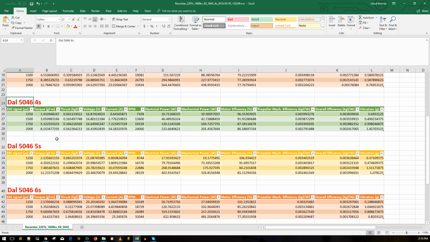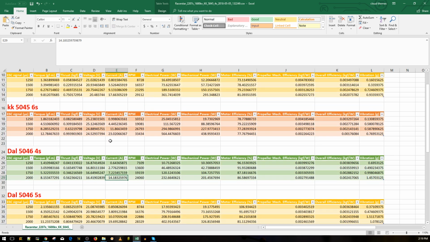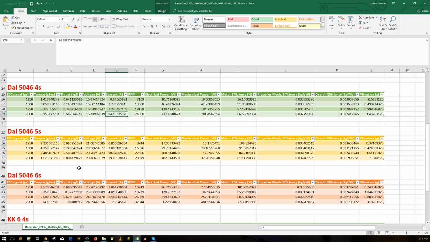So let's just see the DAL 5046 tri-blade. These are the C ones. On a 4S, we got 562 grams of thrust at around 14 amps, which is pretty good also. But if we compare it to the King Kong, it's better. So these props are good on this motor, actually.